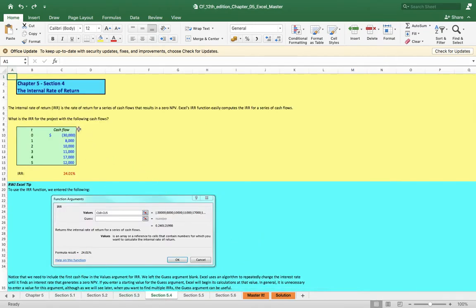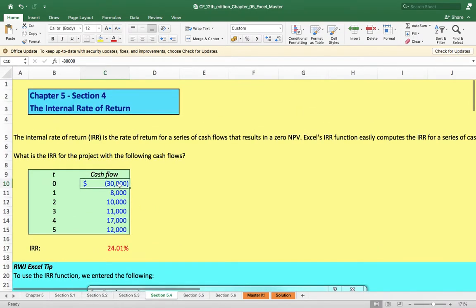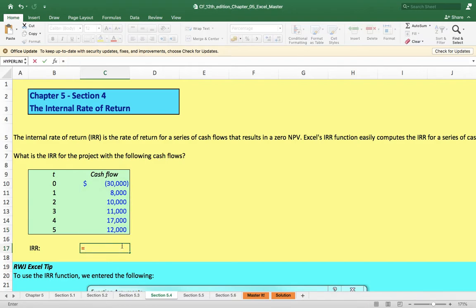Here is the IRR. Same kind of example. The initial investment is 30,000 minus, then 8, 10, 11, 17 and 12, for years 1, 2, 3, 4, 5. IRR is very easy to calculate. How? For IRR there is no cutoff rate, nothing you have to calculate. That's why for IRR, you straight take all the cash outflow and inflow. Select, enter, IRR comes. So it's very easy to calculate the IRR.